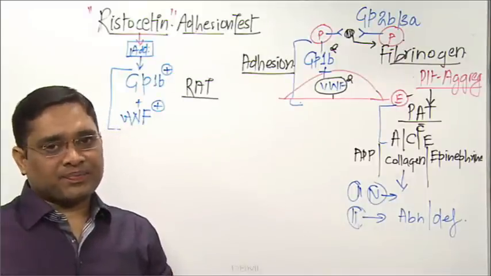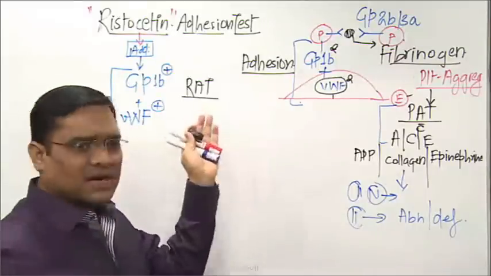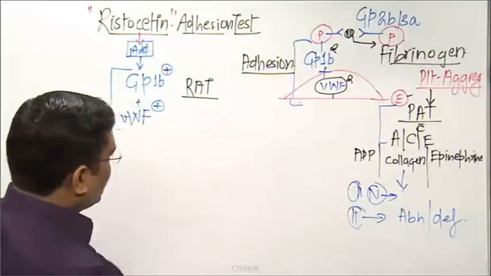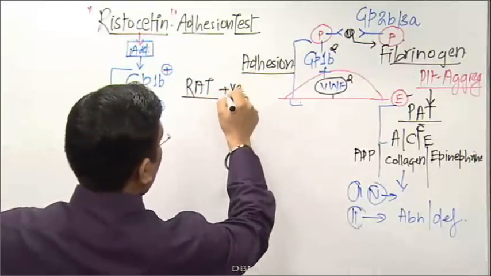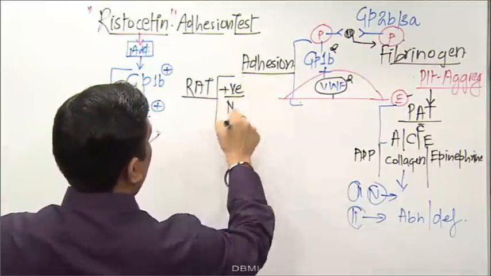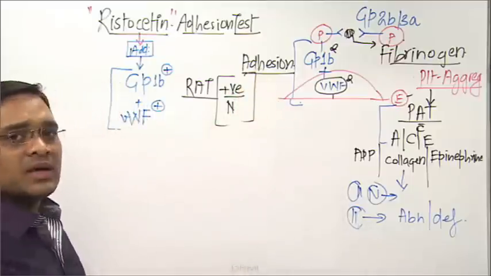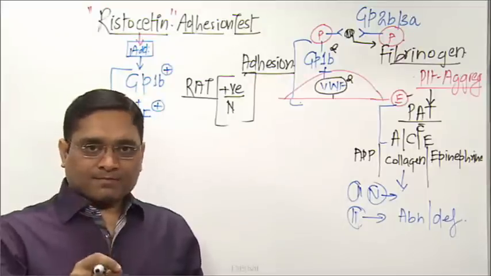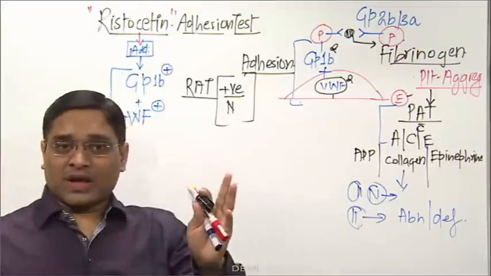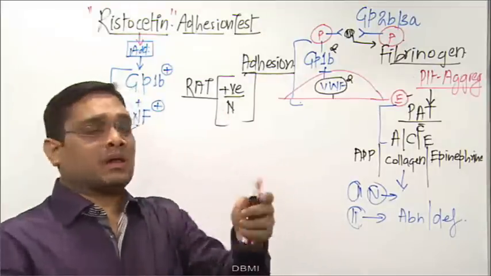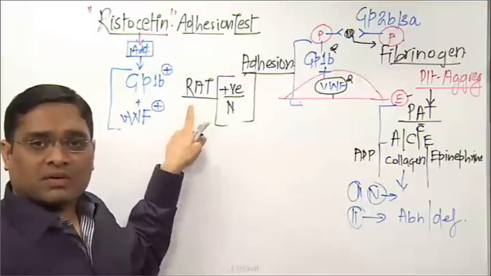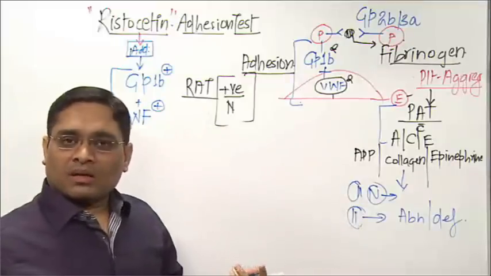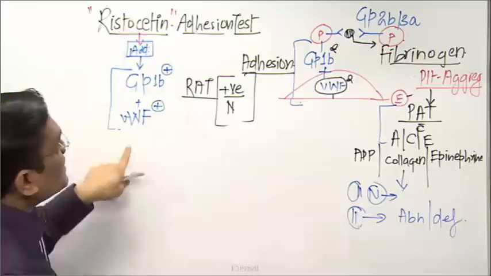Positive or negative? When both are present, it is positive, which means normal. So ristocetin addition test positive means normal. This is the point where the examiner will confuse us. Remember, it's not like a usual test. HIV positive means abnormal, but ristocetin addition positive is normal. How will we remember? By this concept.